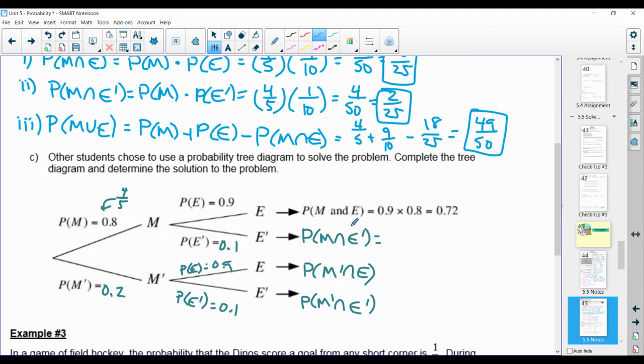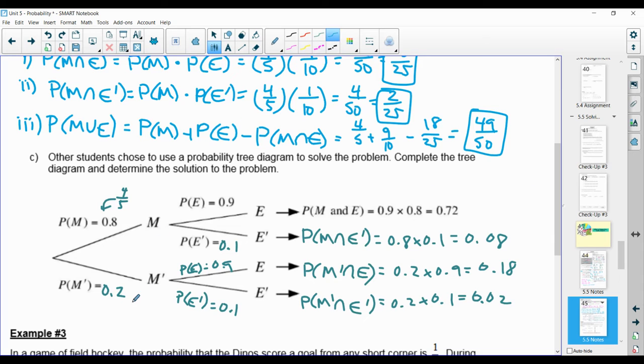So the probability of passing math and failing English is 0.8 times 0.1, which is 0.08. For the next one here, we've got 0.2 times 0.9, which is 0.18. And the last one here, we've got 0.2 times 0.1, which is 0.02. Now, if we add these up, 0.72 plus 0.08 plus 0.18 plus 0.02, we should get a total of 1. So our first probability that we were looking at was the probability of passing math and English. Well, if we look on our chart there, that gives us 0.72.